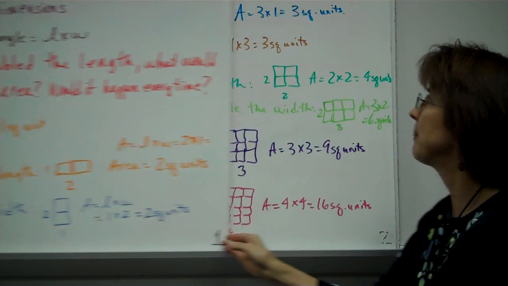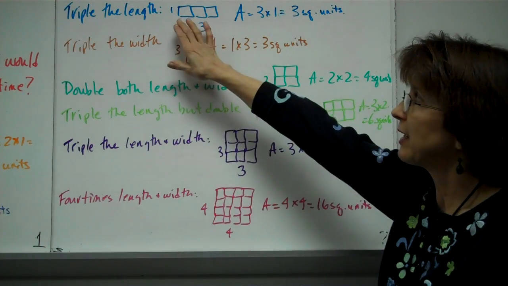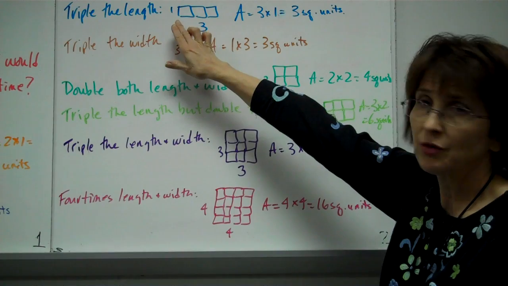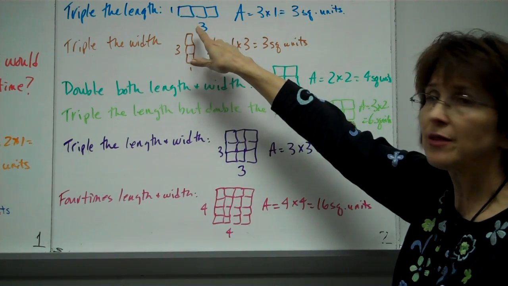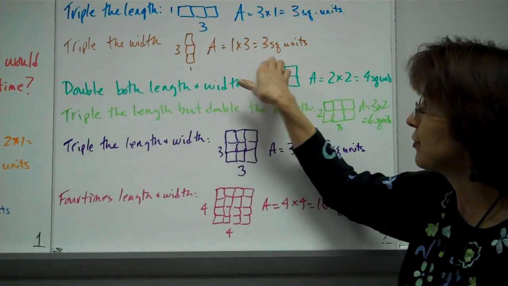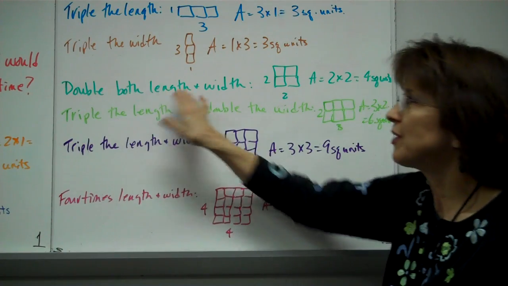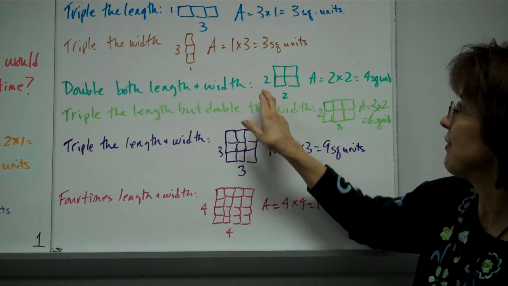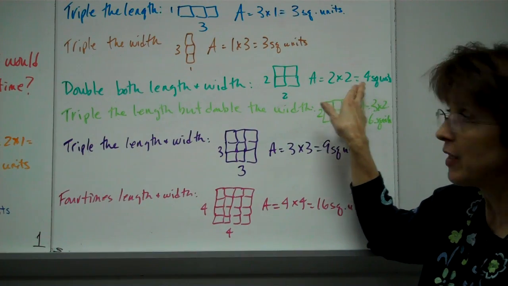Okay, we'll keep going. Well, what if we triple the length? If you triple the length, it goes 3 across, and the width we didn't do anything to, it keeps 1, and the area is 3. So when we tripled the length, we tripled the area. Let's triple the width: we triple the width, we triple the area. A pattern is here. Well, let's double both the length and the width now. If I doubled both, it's 2 and 2, and the area now is 4 instead of just 1.